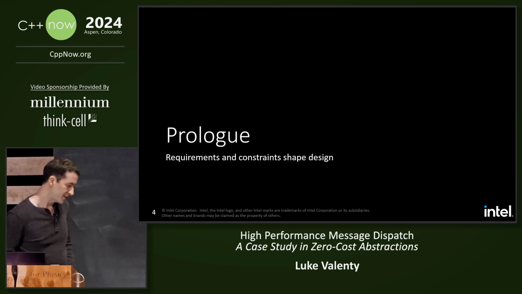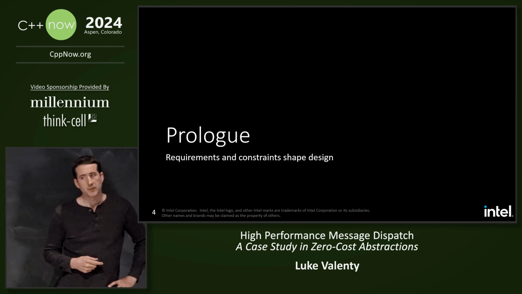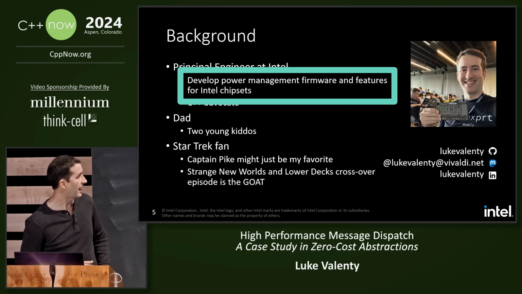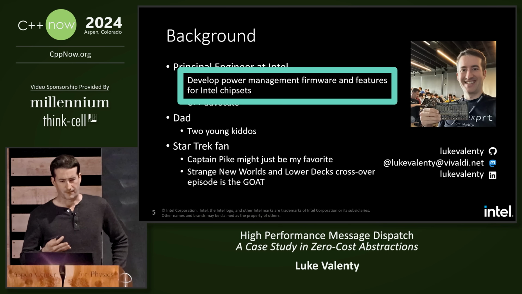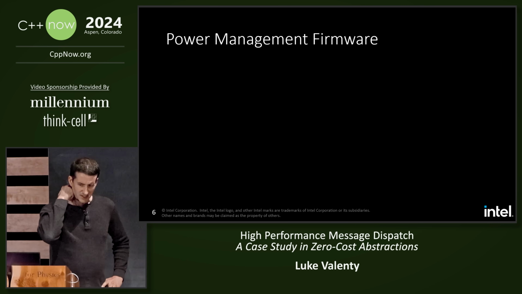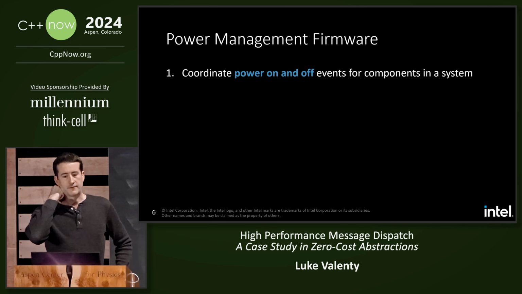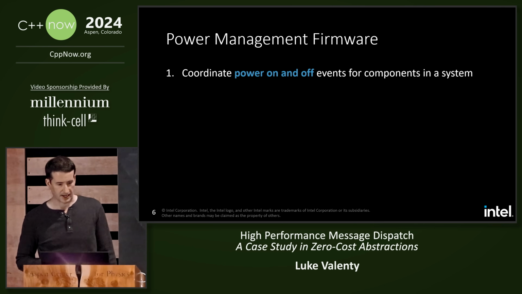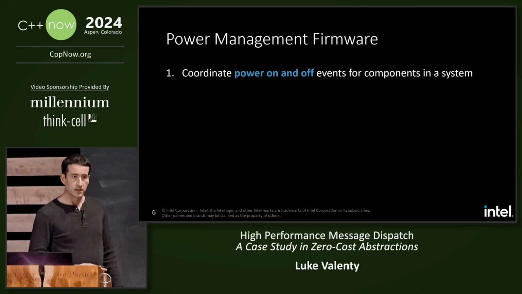So before I go into the details of this case study, it helps to understand what environment I'm in and what in the world that actually means. What does it mean to develop power management firmware, and what are the features and what is that exactly? So power management firmware coordinates power on and off events for components in our Intel system. And I almost just left it at that because this is the big job. When you turn on your computer, you expect it to turn on.